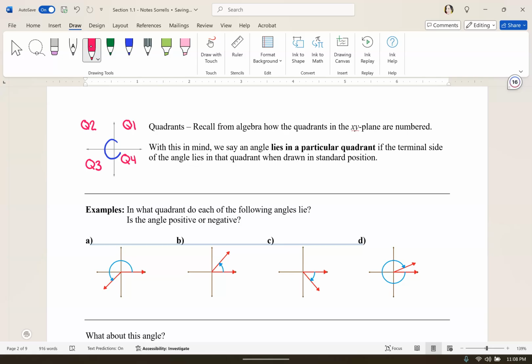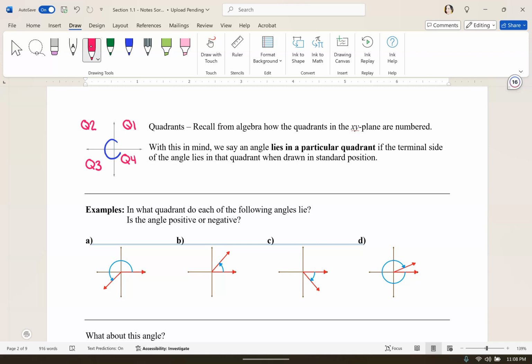I have some examples, and it says, in what quadrant do each of the following angles lie, and is the angle positive or negative? What I would like you to do at this time is please pause the video, see if you can answer those questions, and then come back and play the video. Okay, you should have paused the video.